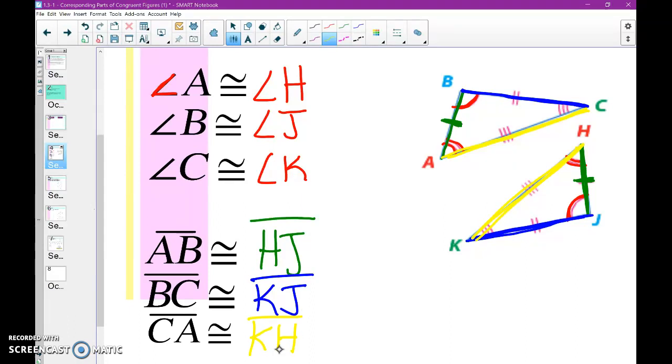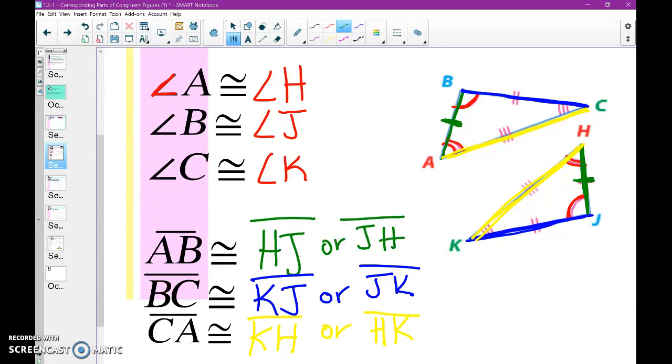And here's the thing, if I flip any of these, it's still okay. Preferably, you want to put the proper matchup, so I'll go through and show you which one that would be. Or JH. So A goes with H, so H should be the one that comes first.